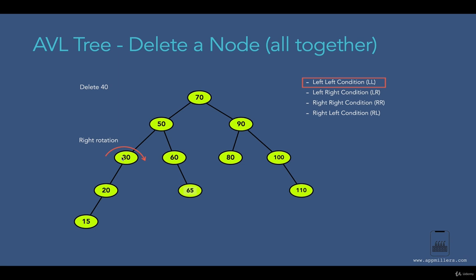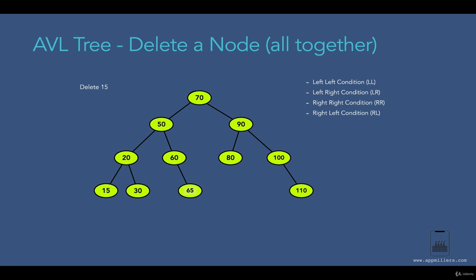Now if we do the right rotation for this disbalanced node, it's going to be like this. The disbalanced node becomes the right child of its left child. After doing right rotation, we can easily see that this AVL tree is now balanced. So let's continue to the next case.